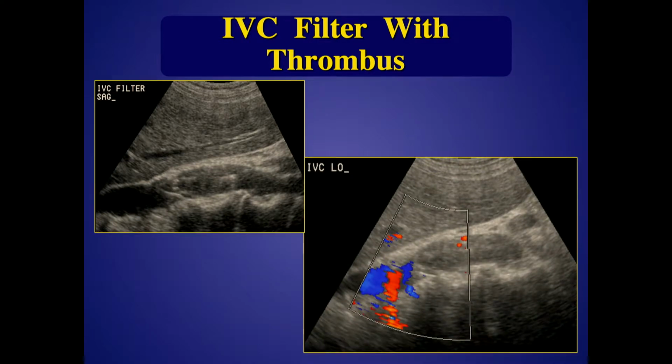And here's the color Doppler image, again, showing flow above the filter. The renal veins were patent. That's where the blood flow is coming from the renal veins, but you could see below the filter it was completely thrombosed.